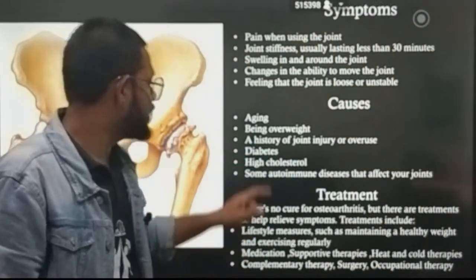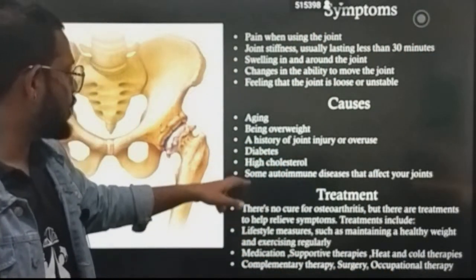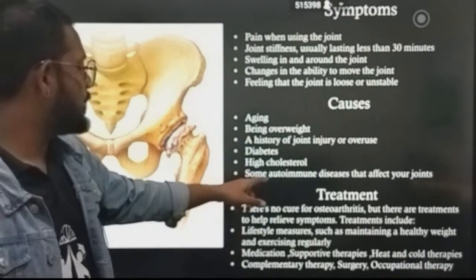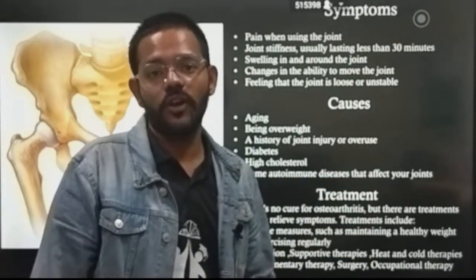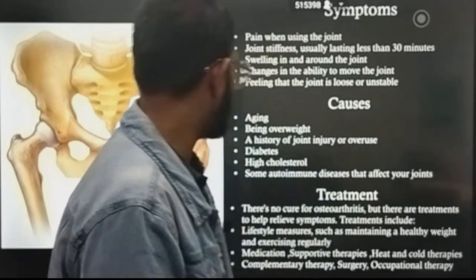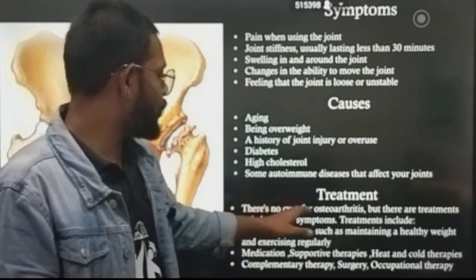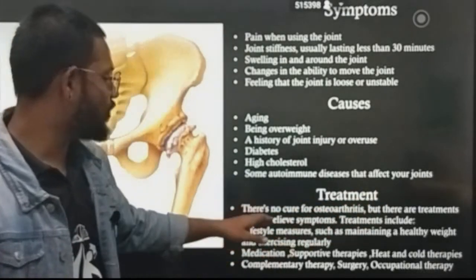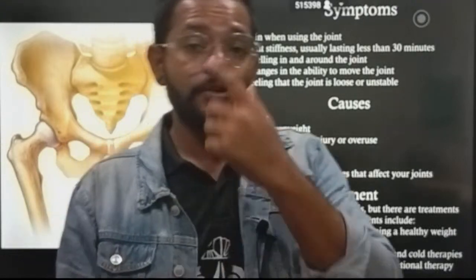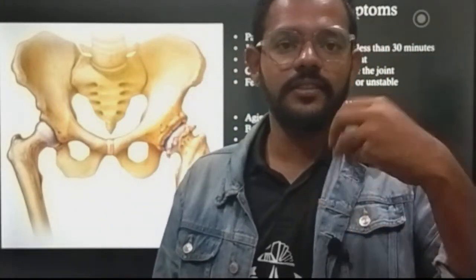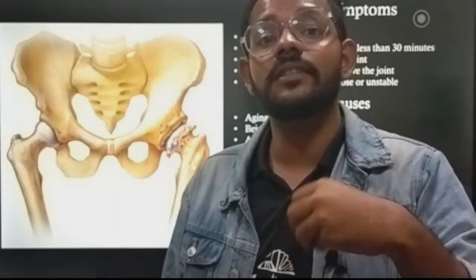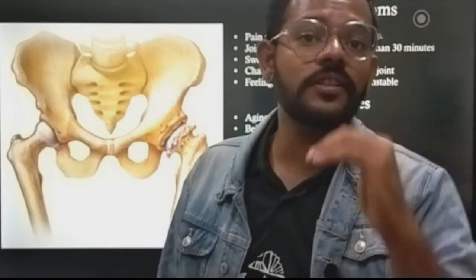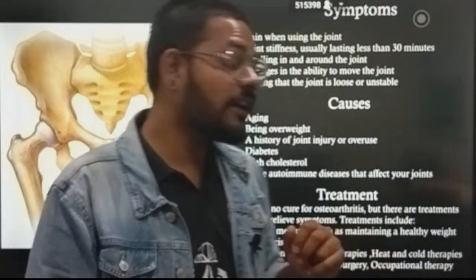Okay, next, diabetes, history of joint injury or overuse, okay, high cholesterol level, some autoimmune diseases that affect your joints, just like rheumatoid arthritis. Okay, treatment: there is no cure for osteoarthritis, but there are treatments to help relieve symptoms. Okay, you cannot cure osteoarthritis, but some medications or some surgeries are there to tone down the symptoms and the causes of osteoarthritis. Okay, you cannot totally delete that disease from your body if it happens.